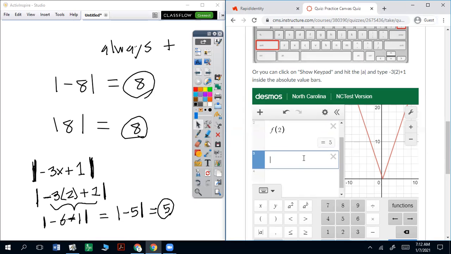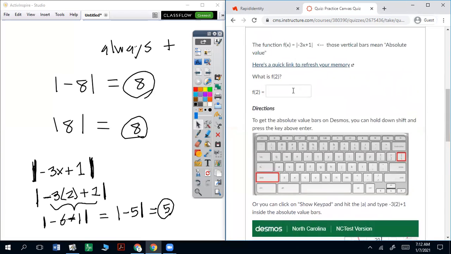So just to recap here, the absolute value of -3 times 2, well, that's 6, right? Because it's -6, and the absolute value of that is +6. But if I add 1, that's -5. But the absolute value of -5 is +5. So your answer is going to be 5 for that.